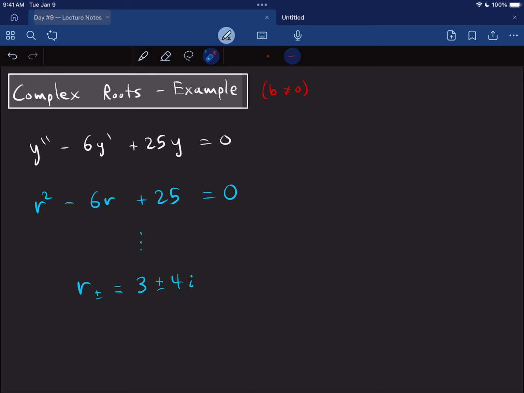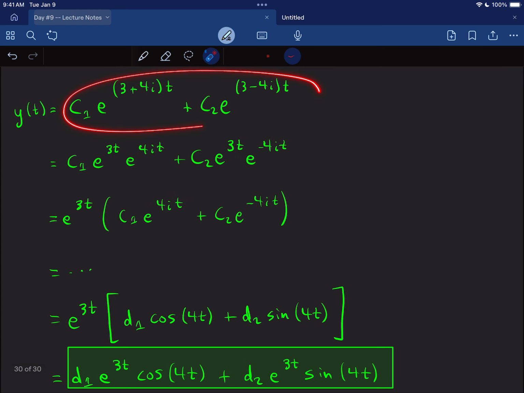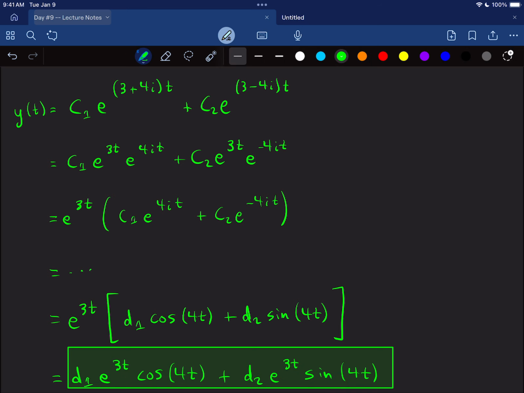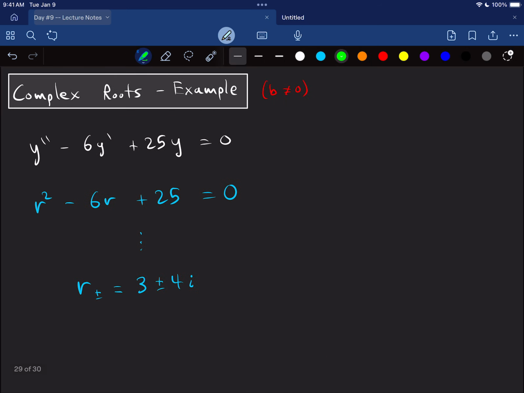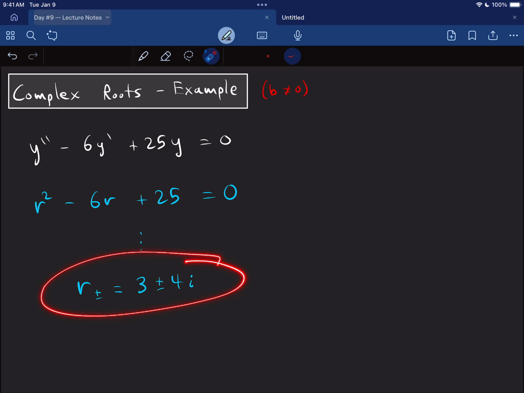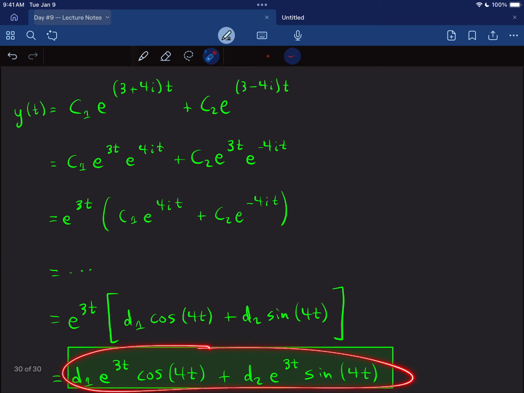And so if you have a real and an imaginary part, this e to the 3t just factors out. Now you do all the same Euler's formula stuff and you get your sines and cosines, but there's an exponential multiplied by them. So you have your exponential times a cosine and an exponential times a sine. You are more than welcome to jump from right here to the final answer.